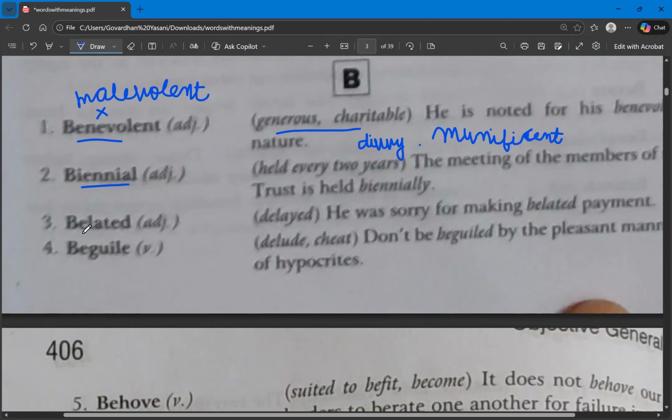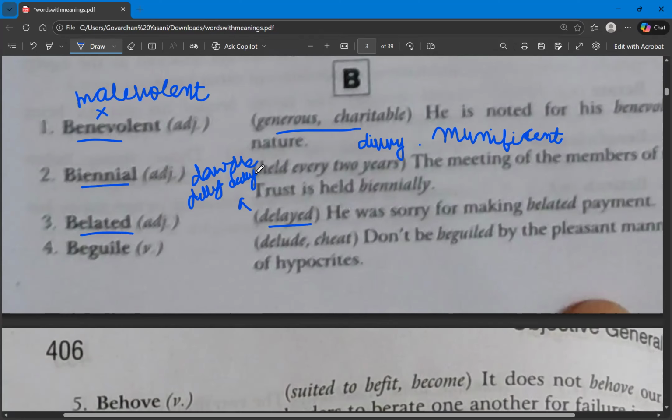Next, belated. Belated means something that is delayed. Belated happy birthday means you're wishing someone late. And for delay, what are the synonyms we have studied? Dawdle, dilly-dally, and also procrastinate. These are all synonyms for the word delayed.